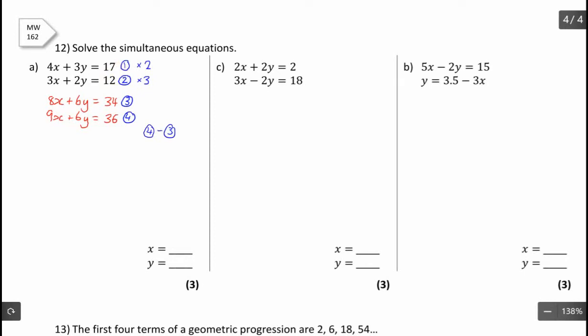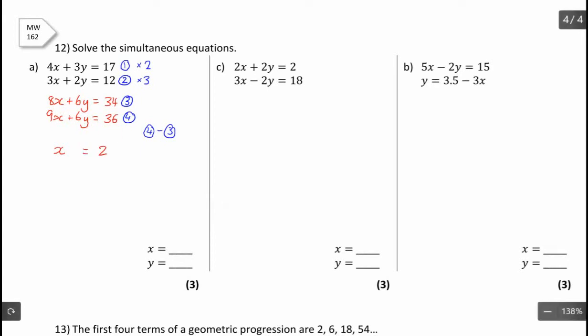So that would leave me, 9x take away 8x would leave me 1x, or just x. 6y take away 6y would eliminate it, give me 0. And 36 take away 34 would give me 2. So I found out what x is.